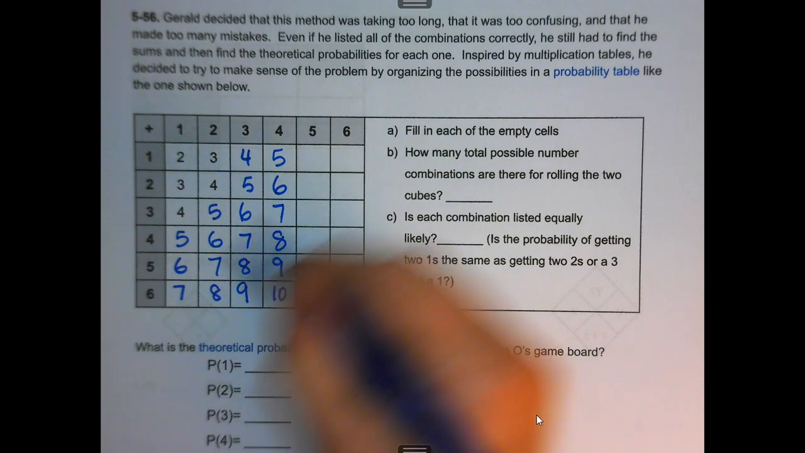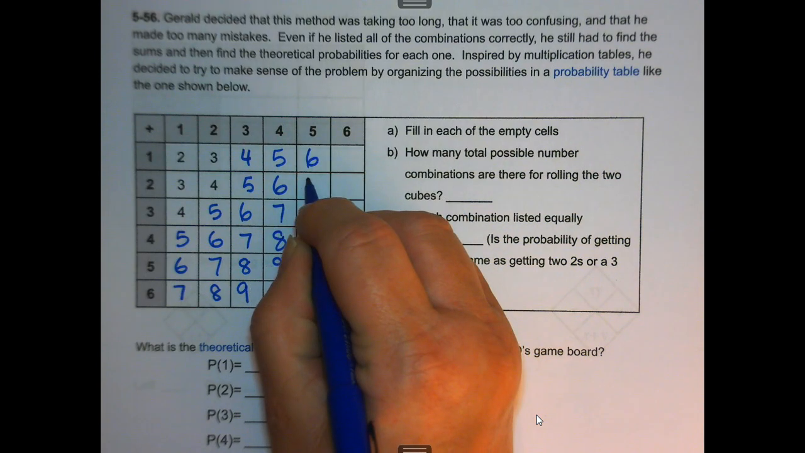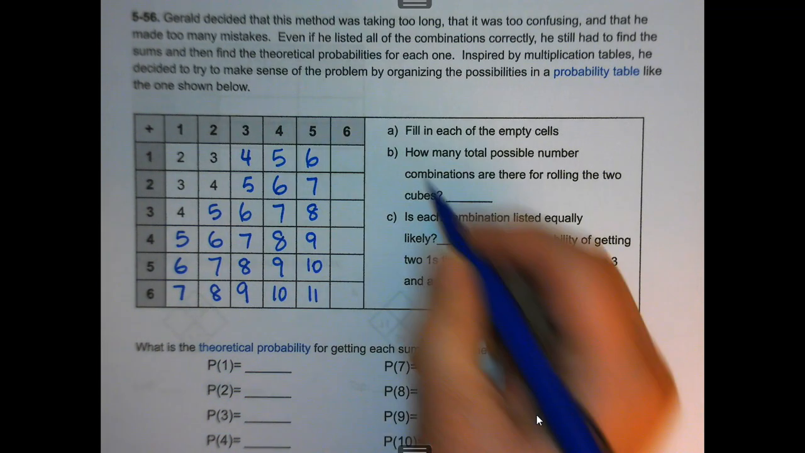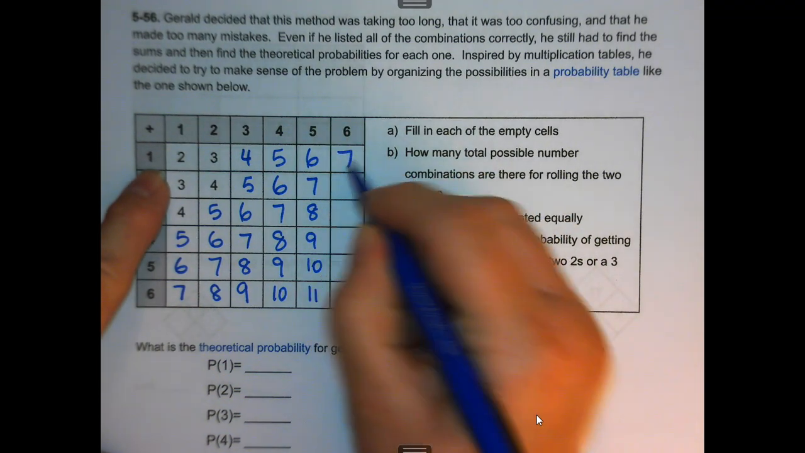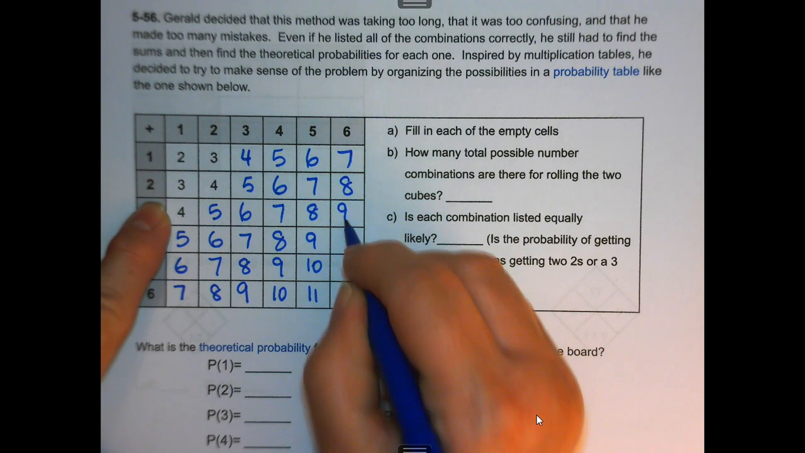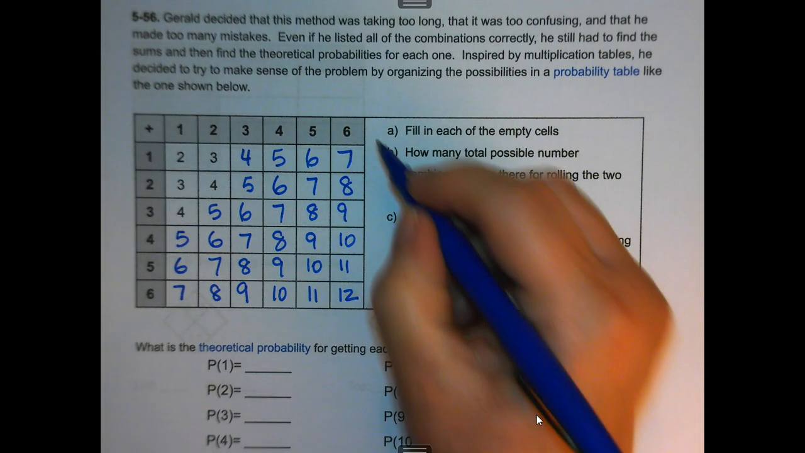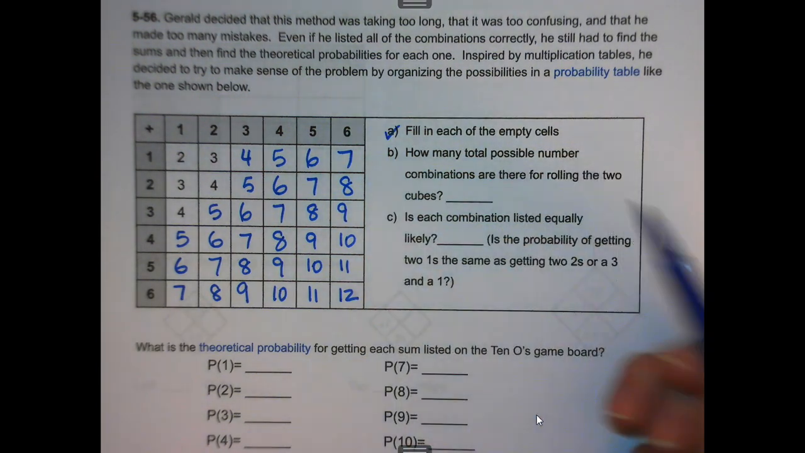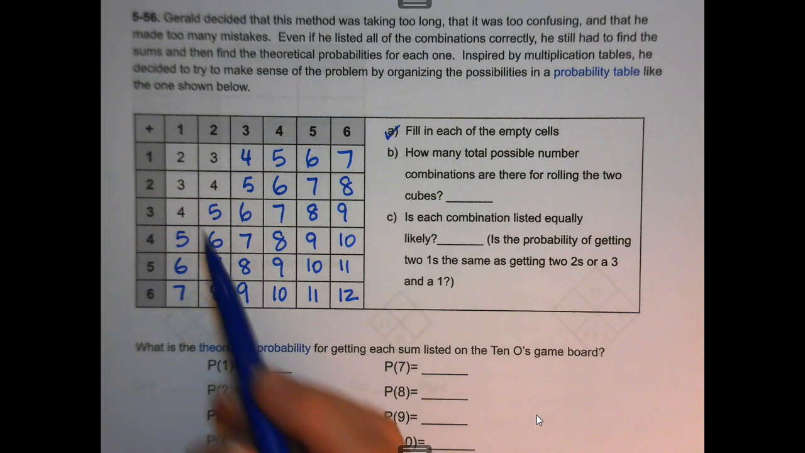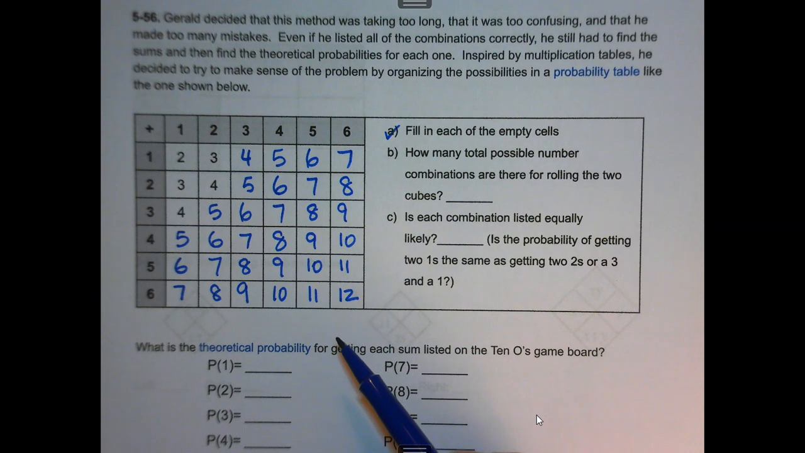Some of you are seeing the pattern that comes on the diagonal here. We have the 6, 7, 8, 9, 10, and 11. 6 plus 1 is 7, 8, 9, 10, 11, and 12. All right, so that's done. How many total possible number combinations are there for rolling the 2 cubes? Well, we've got 6 by 6, so that makes 36.